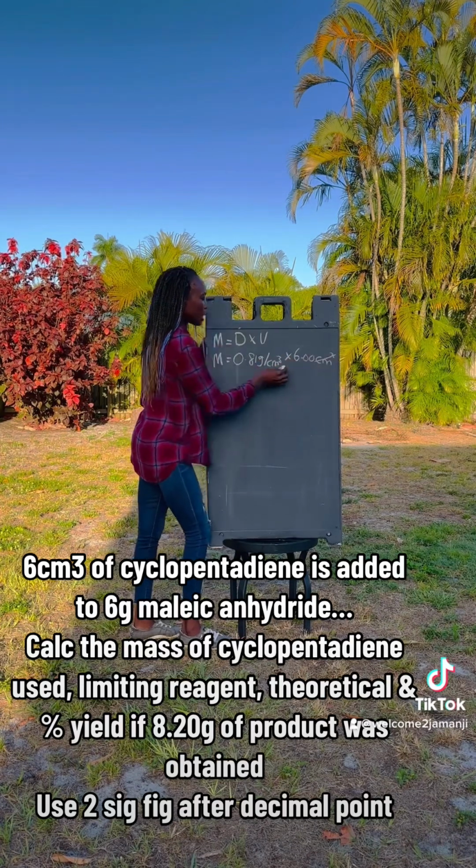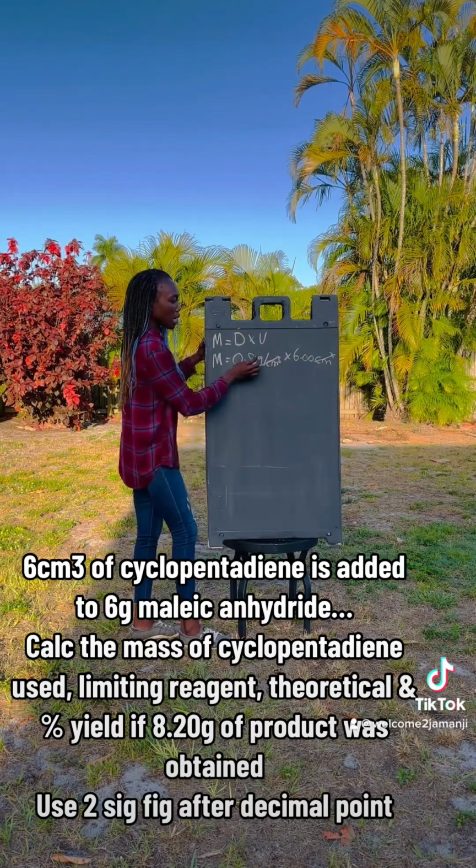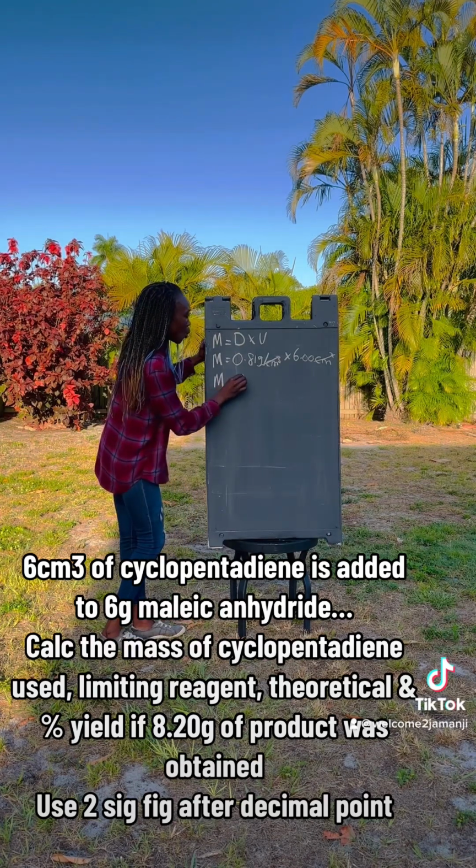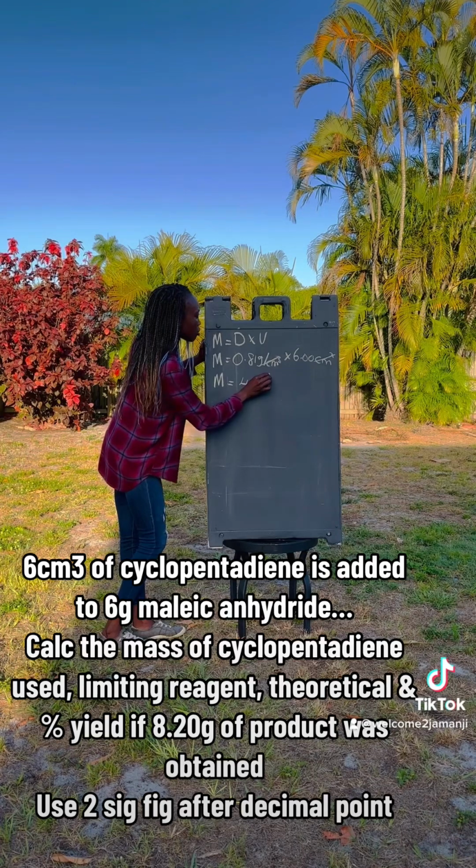The centimeters cubed will cancel each other out. Units will be in gram. Once you multiply out, your mass of cyclopentadiene will be 4.86 grams, right?